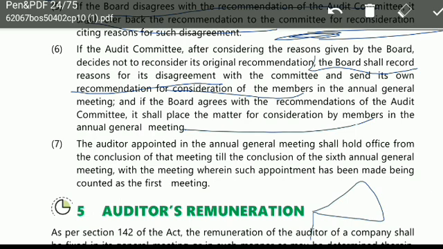Okay, now the auditor appointed in the AGM. Now the auditor that was appointed in that particular AGM, with the recommendations that were discussed, shall hold the office from the conclusion of that meeting till the conclusion of the 6th annual general meeting within which such appointment has been made. Okay, and that meeting will be counted as the first meeting, and after that meeting, that auditor will hold the position of the auditor till the conclusion of the 6th annual general meeting. Okay, so in this way the auditor is selected and appointed.